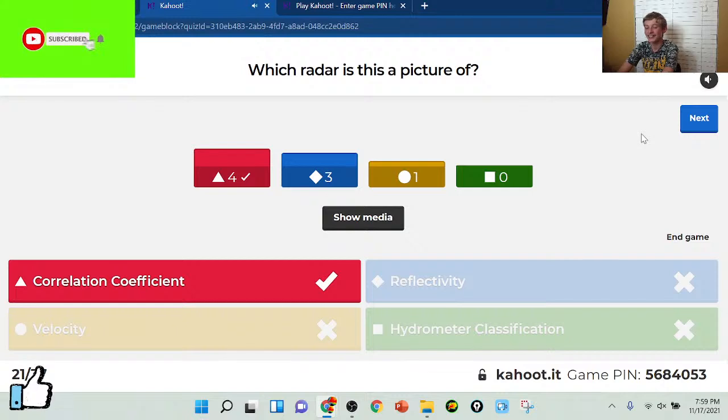Yes, it is the correlation coefficient. 3 people put reflectivity. And 1 person put the velocity. Nope.